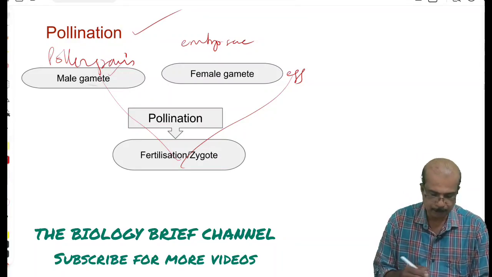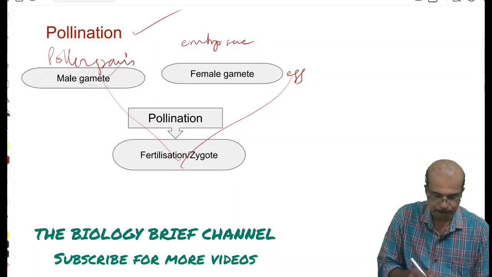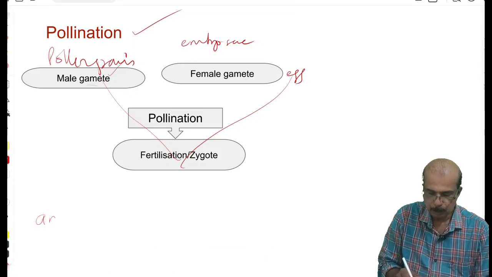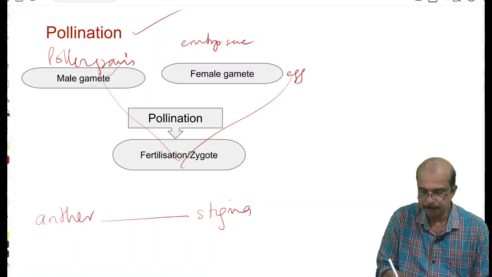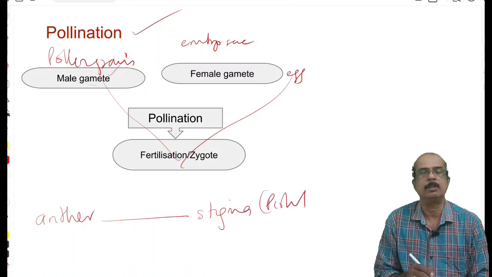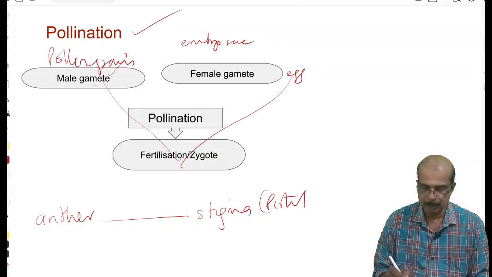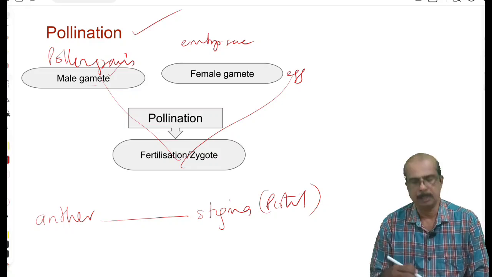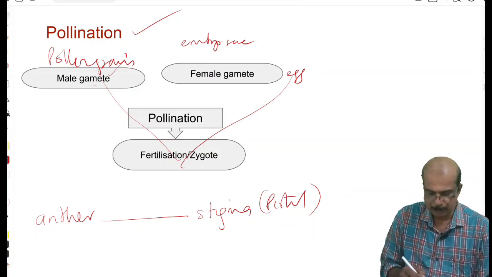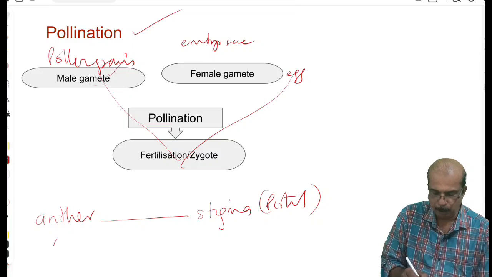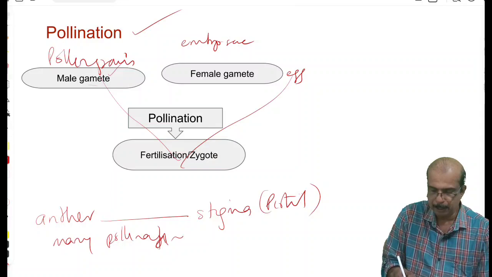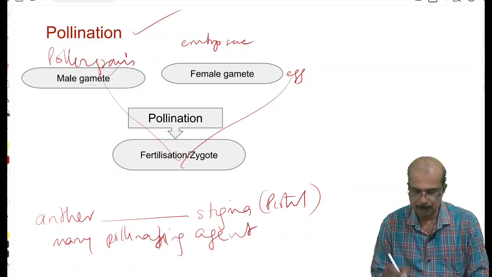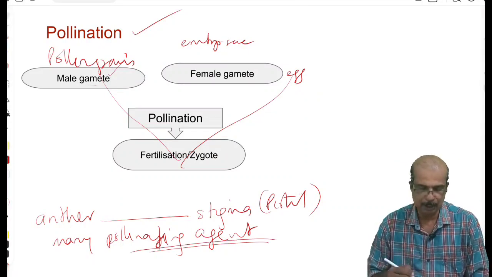What is pollination? It is the transfer of pollen grains from the anther to the stigma, which is the receptive part of the pistil. Transfer of pollen grains from anther to stigma of pistil is called pollination. For pollination to be effected, there may be many pollinating agents. We have to depend on many pollinating agents or foreign agents for effecting this pollination.